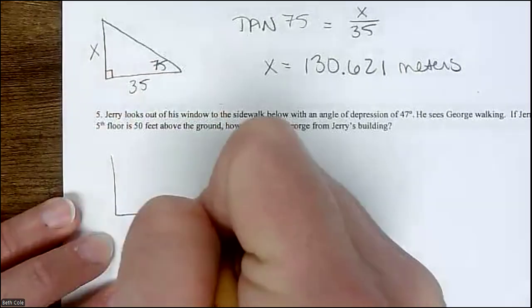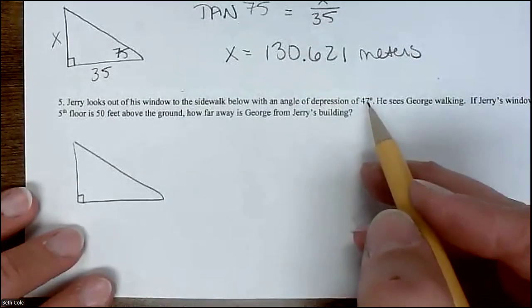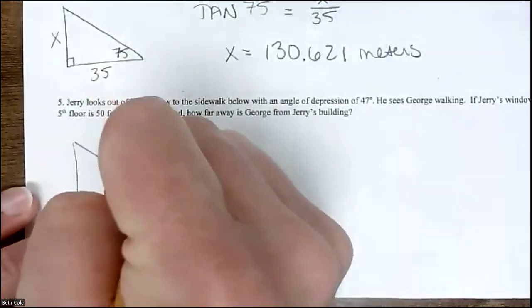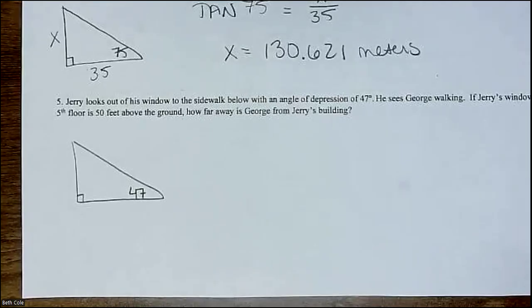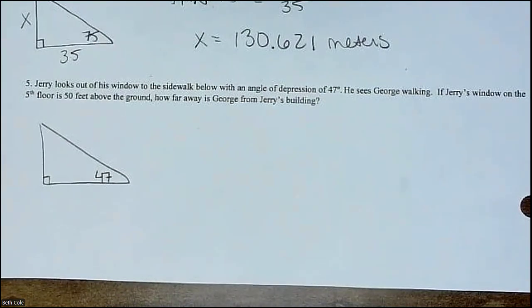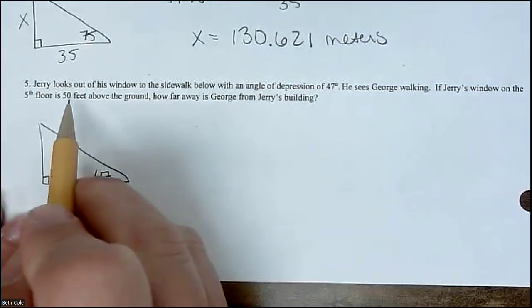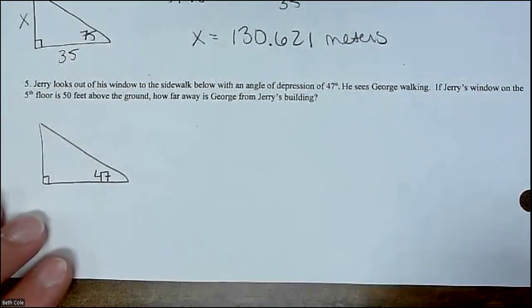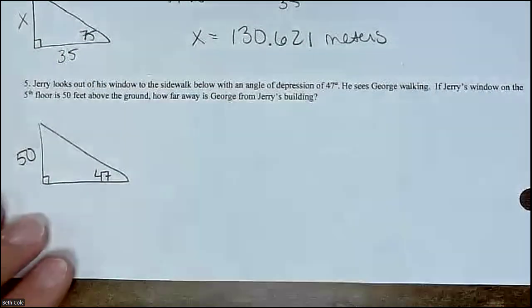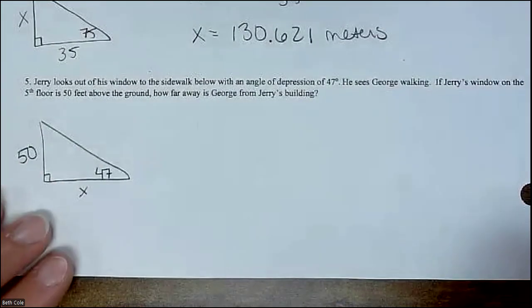All right, one more. Jerry is looking out his window. Angle of depression of 47, but where does that go? Come on. The sky and the ground, in theory, are parallel. I get that the earth is round, all right? There's curvature to the earth, but if you want to talk about that, you can go to a physics classroom. He sees George walking. Jerry's window is on the 5th floor. It's 50 feet above the ground. So where does 50 go? Yep, on the left side, the vertical part. How far away is George from Jerry's building? So X goes there. This is a Seinfeld problem.